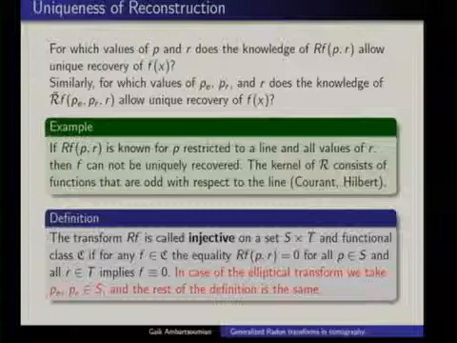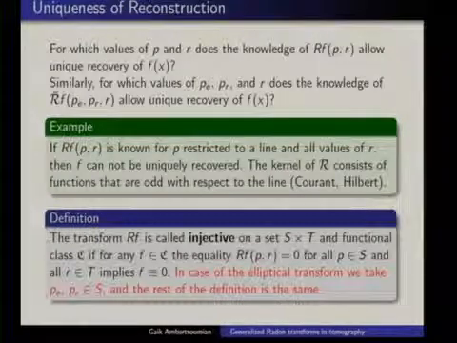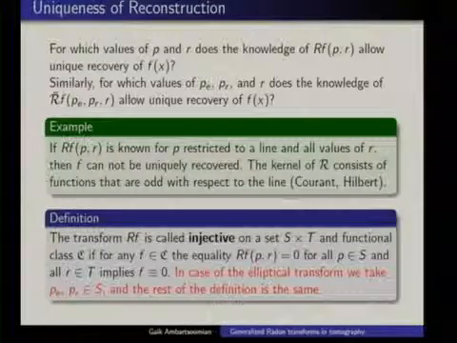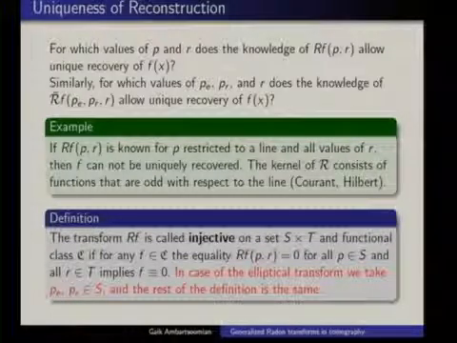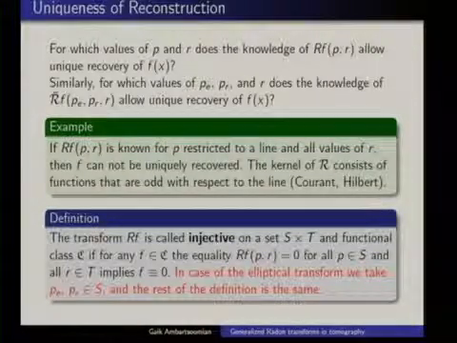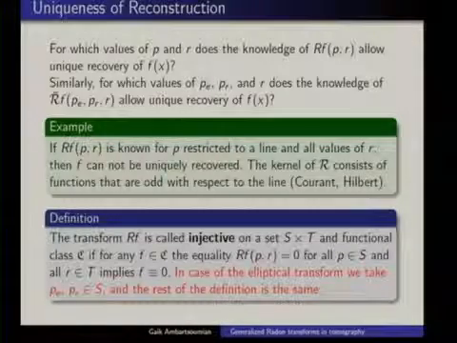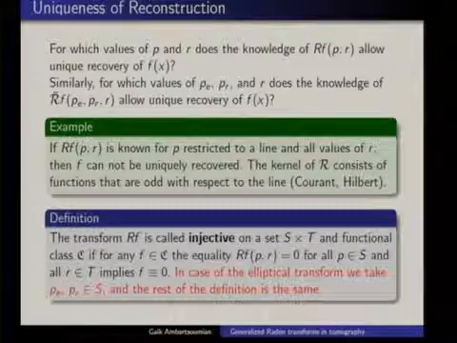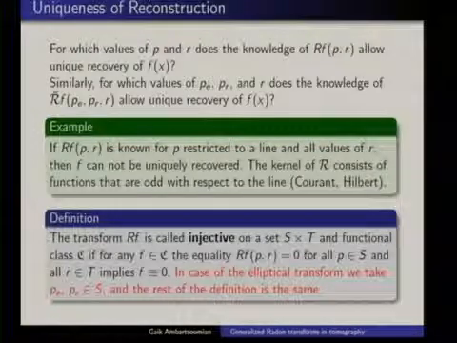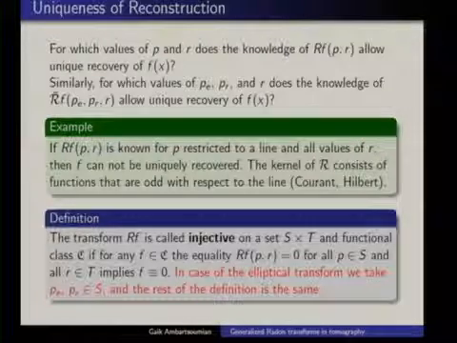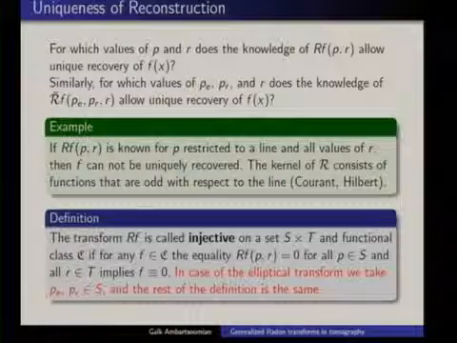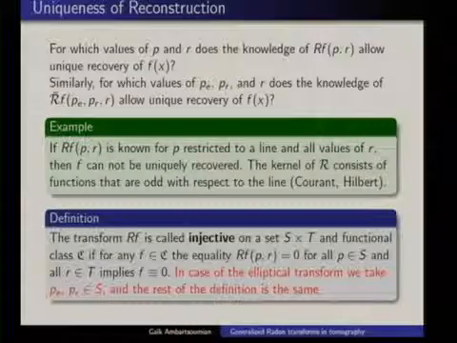So the set is called injective on a set S cross T for a certain class of functions F if the fact that the Radon transform is equal to 0 implies that the function is identically 0. So if you're sitting there and you don't hear anything coming out, does that mean there was nothing to start with? Or is it that your set is not injective? And by set, now again, I mean not just the location, but also the time. And you can ask the same question in case of the elliptical transform. What location of the foci and the time do you need to be able to recover the function uniquely?